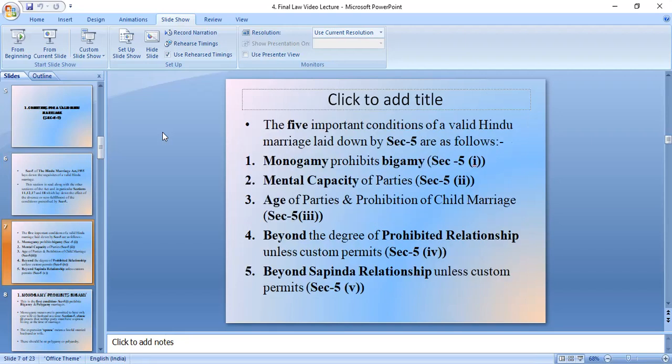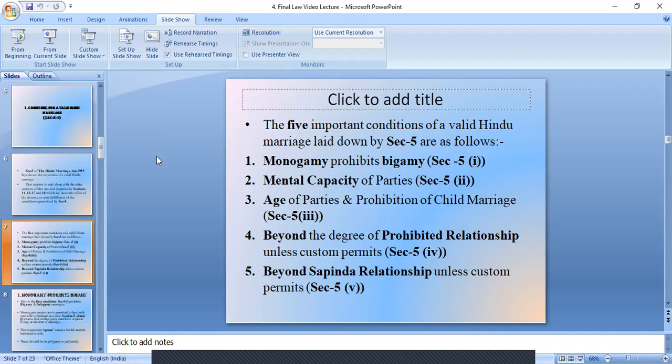The 5 important conditions of a valid Hindu marriage laid down by section 5 are as follows. The first condition is monogamy, which prohibits bigamy. It comes under section 5, subclause 1. The second is mental capacity of parties. It comes under section 5, subclause 2. The third is age of parties and prohibition of child marriage. It comes under section 5, subclause 3.